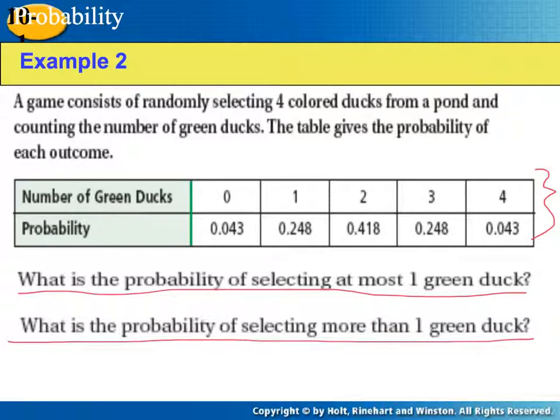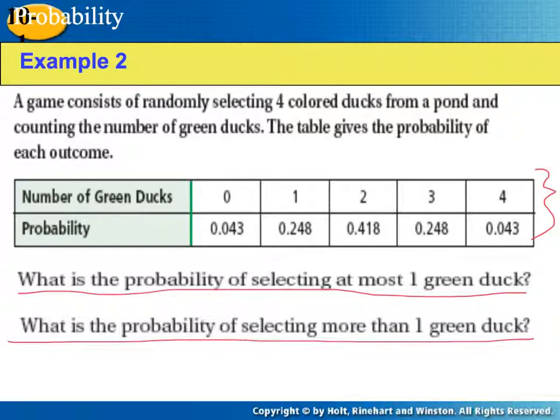All right, welcome back. Here we go. It says a game consists of randomly selecting 4 colored ducks from a pond and counting the number of green ducks. Have you ever played this game at a carnival where you're sitting there, you've got this pond going, ducks are floating, everybody's happy, and you pick up a duck and you want to see if you win? I like those games because chances are you're always going to win. Anyways, it says the table gives the probability of each outcome.